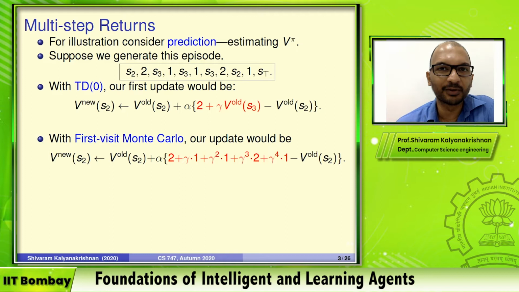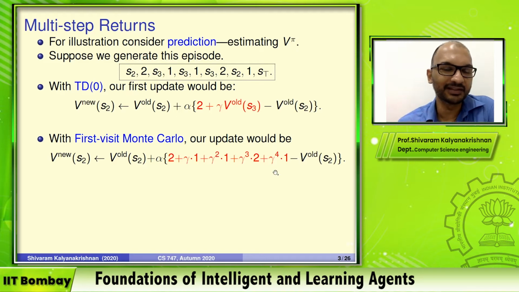The contrast to this is provided by the Monte Carlo method. If we are doing first visit Monte Carlo, the very first update that we will do, after waiting for the end of the episode, is to set V new of S2 to 1 minus alpha times V old of S2 plus alpha times target. And that target is, in this case, the entire run: 2 plus gamma times 1 plus gamma squared times 1 plus gamma cubed times 2 plus gamma to the fourth times 1. Plus, if you want the value of the terminal state, which we know is 0, so it's not written out here.